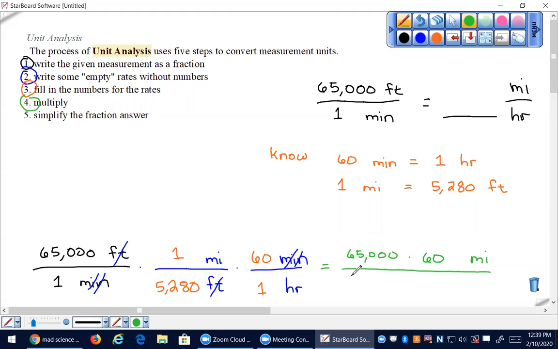1 times 5,280. Only words I have left on the bottom are hours. If you like the times ones, put them in. Some people like seeing that there's the same number of things on top as on bottom.